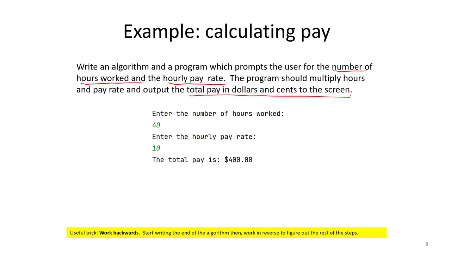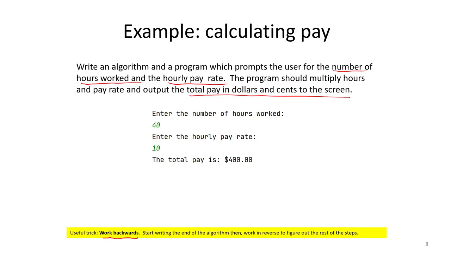When you're first starting to write an algorithm, you might think, well, oh my goodness, where do I start? One of the best tricks I recommend to students is to work backwards. Start with what the program needs to produce at the very end. Then you can do a bit of reverse engineering. Work backwards to figure out what other steps need to happen in order to complete that task.